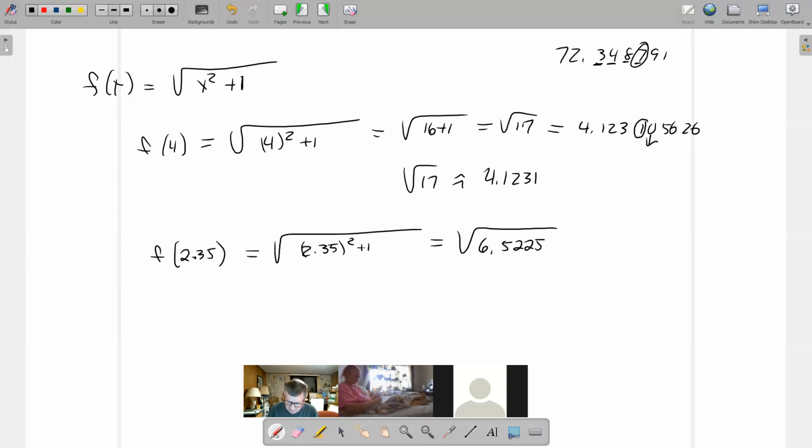That's the entire radicand. But now if I take the square root of that, second square root of 6.5225, I get 2.55391. So the 9 is the 4th decimal place, the 1 would round down. So 2.5539 would be the answer to the nearest 10,000th. Okay? Any questions there?